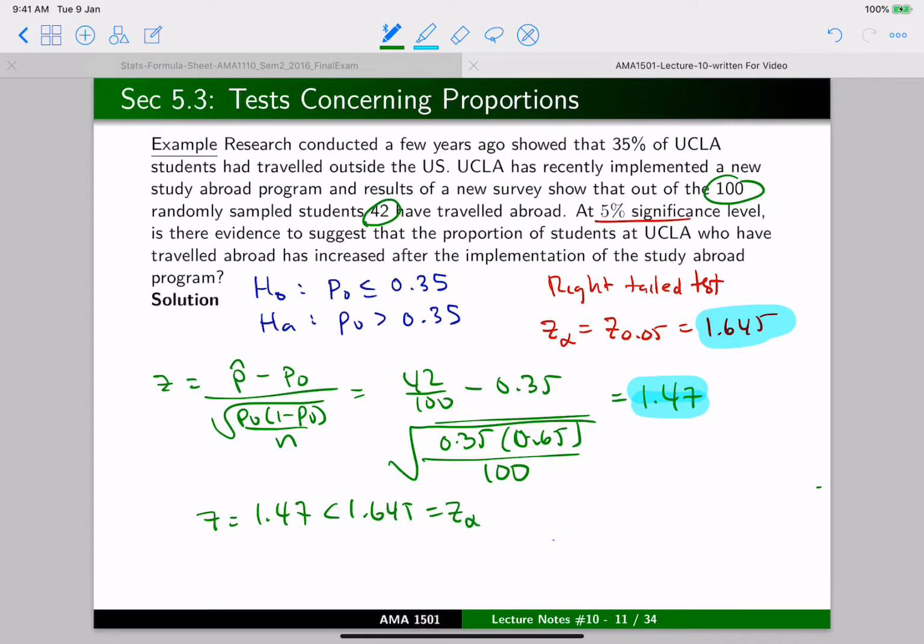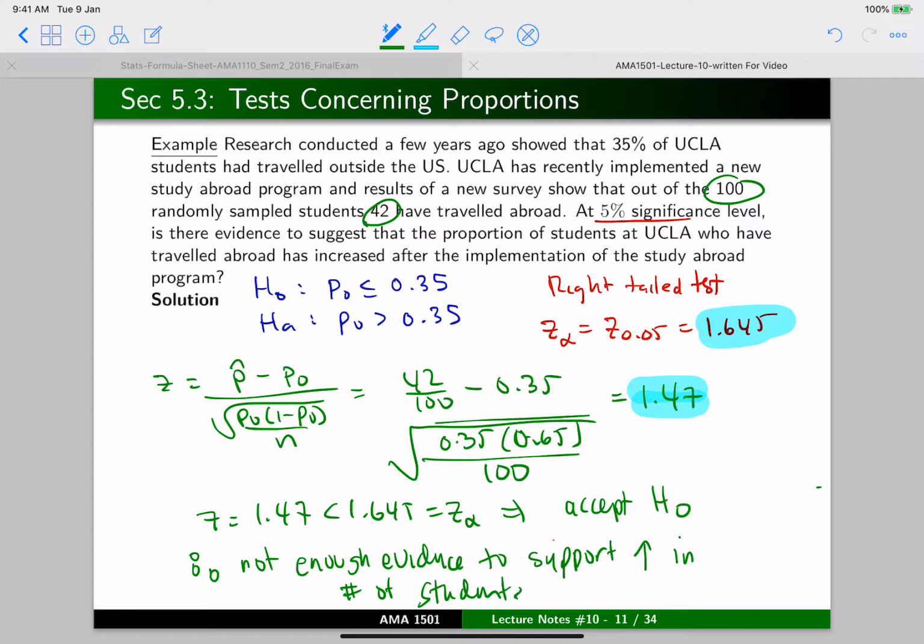Which means that our z statistic does not fall into the critical region. So we do not reject H0. That is, we accept the null hypothesis. Therefore, there's not enough evidence to support the claim that there's an increase in the number of students going abroad due to this new study abroad program.